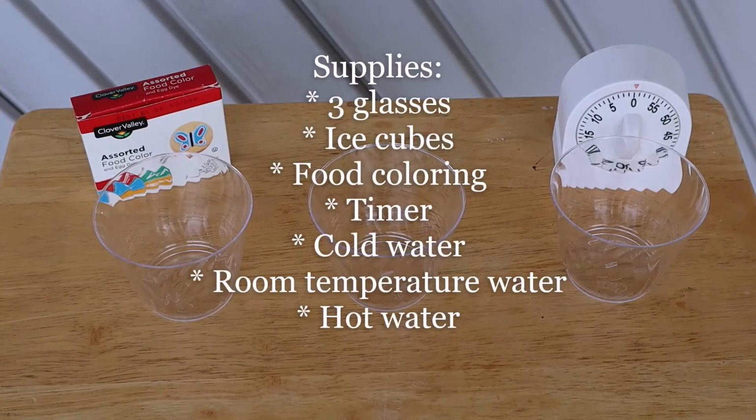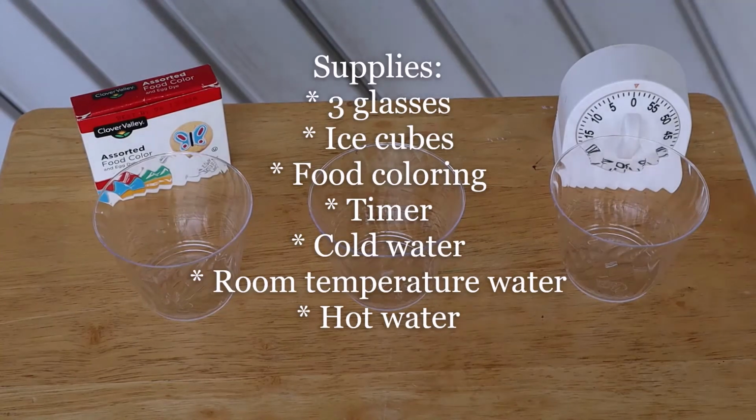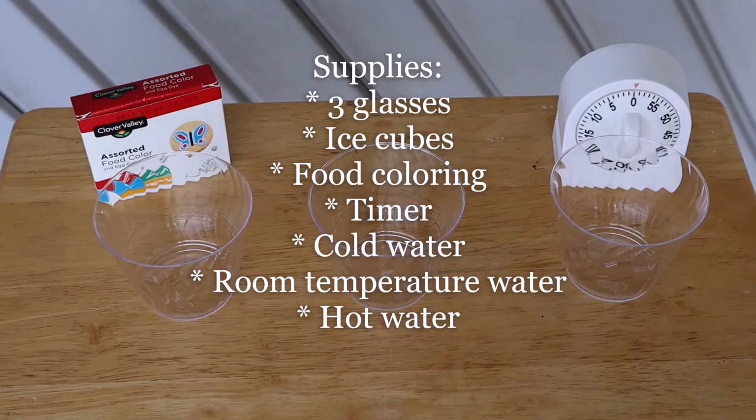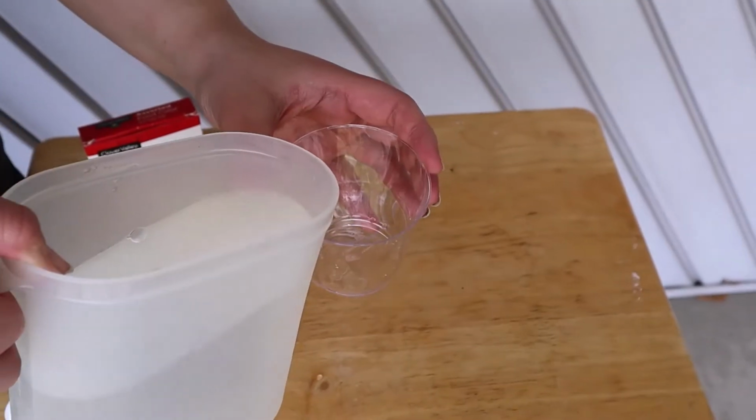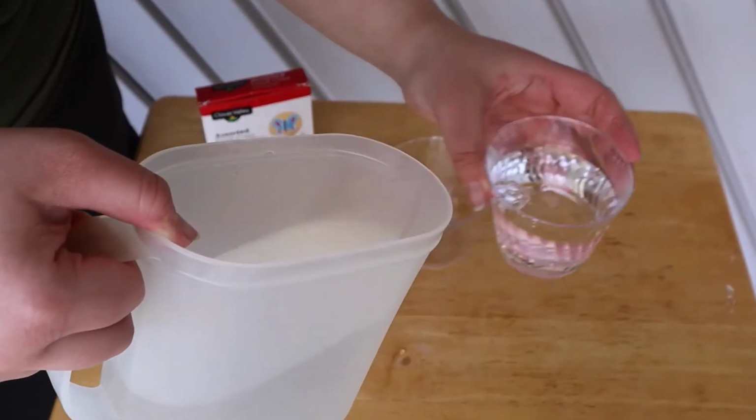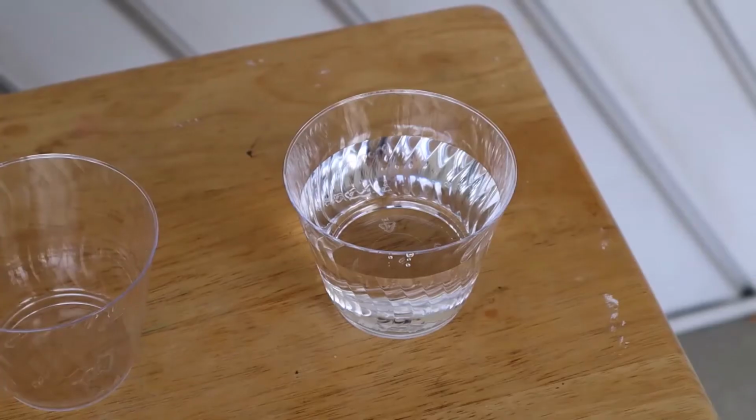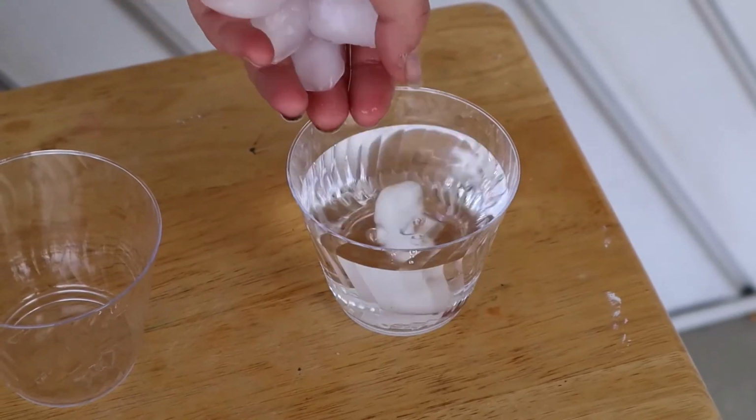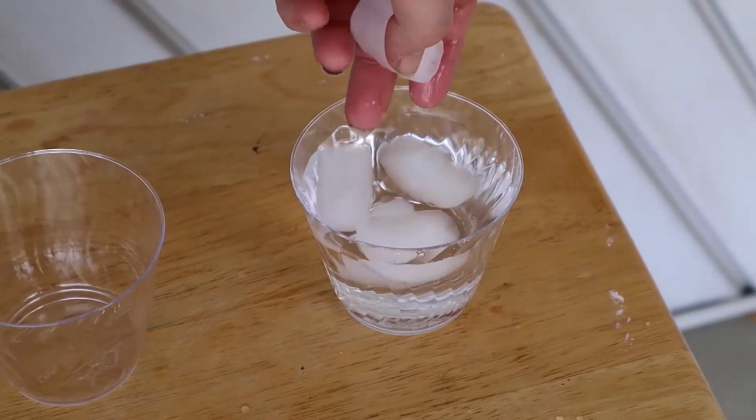For this experiment, we need 3 glasses, ice cubes, food coloring, cold water, room temperature water, and hot water. Each glass is filled about 3/4 of the way full. We fill our first glass with cold water. Then we place ice cubes in it to make it even colder.